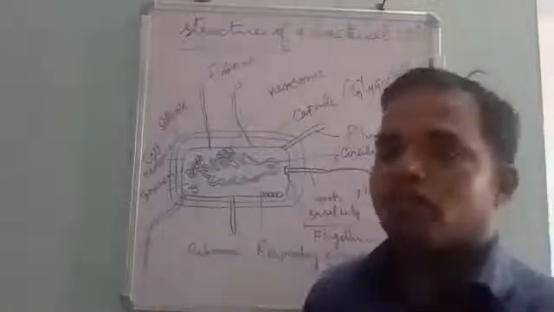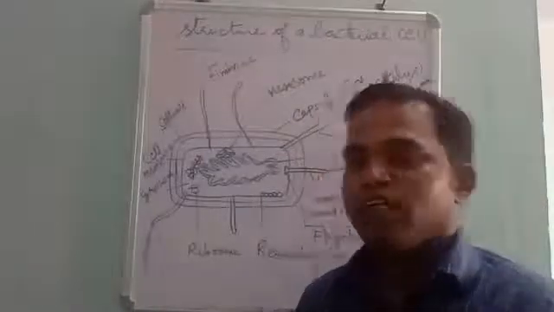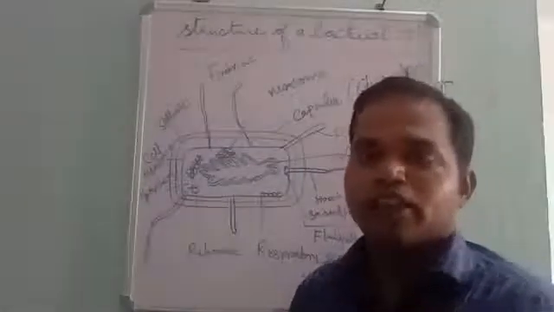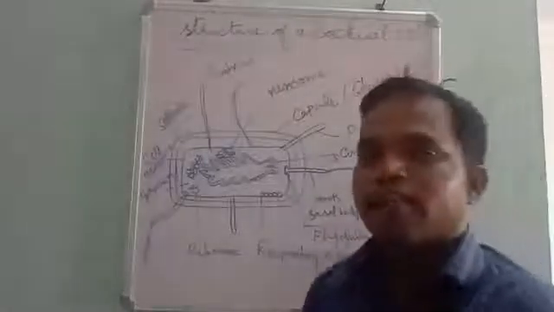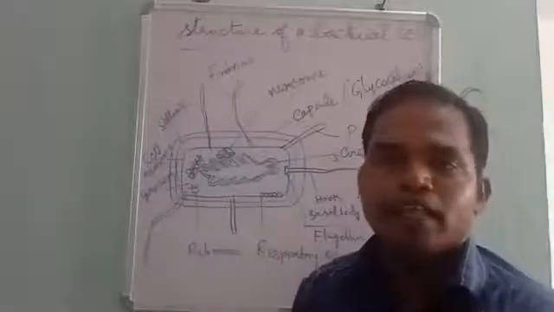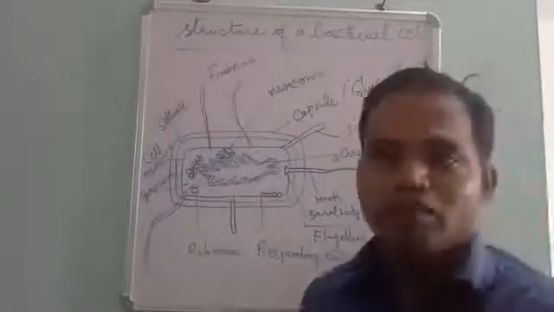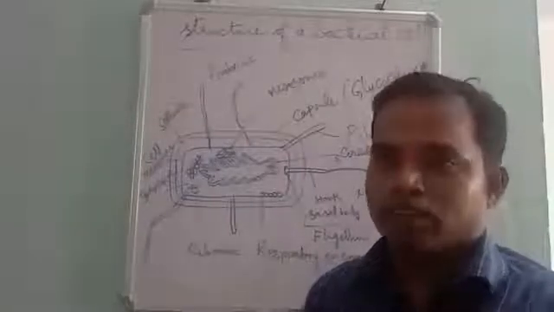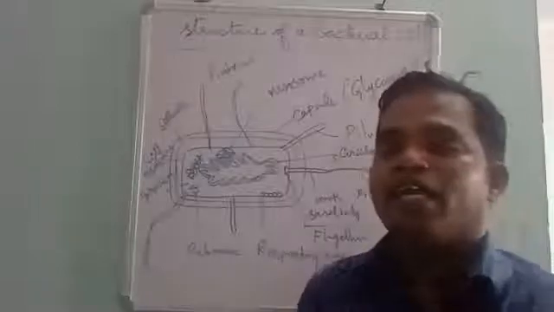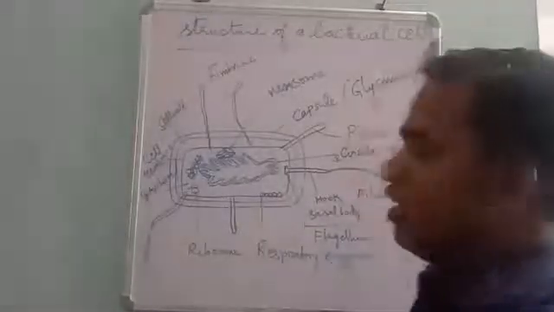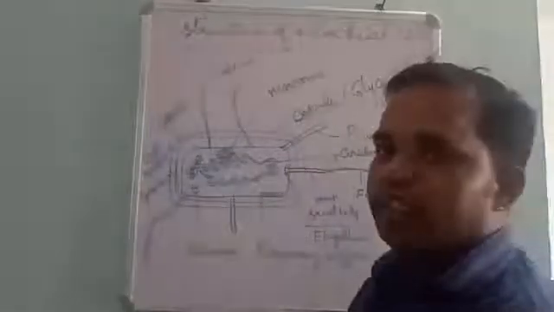So on the surface of the cell wall we can identify a special layer called the glycocalyx, a gelatinous layer. Sometimes this gelatinous layer is not fixed to the surface of the cell wall of the bacteria, so it is loosely packed. When it is tightly bound to the surface of the cell wall, we call it a capsule.